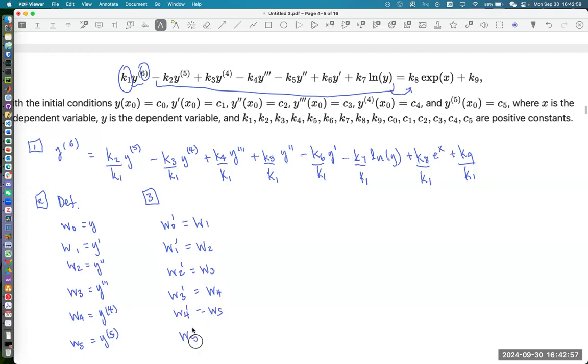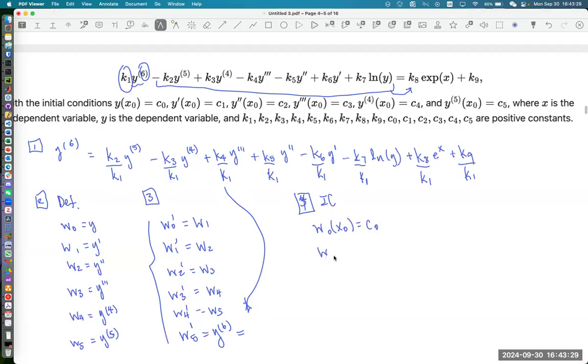And W5 prime, you don't have a W6. So here, you're taking the derivative of the 5th order derivative. So this is y to the 6th order derivative. And you already calculated in step 1, this is this whole thing. So now you have a system of first order ODEs. And now you can rewrite your initial conditions. So your initial condition is W0 at x0 is C0. W1 at x0 is C1, and etc. So we have till W5 of x0 is C5.